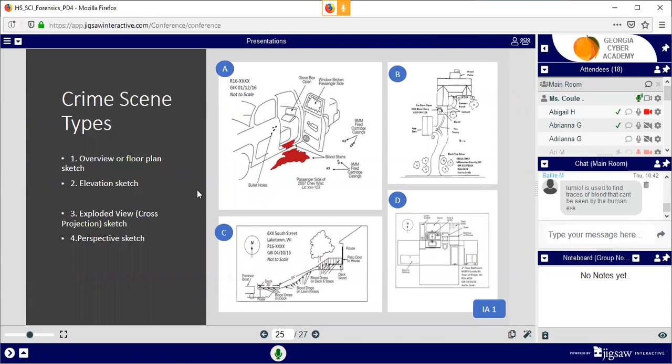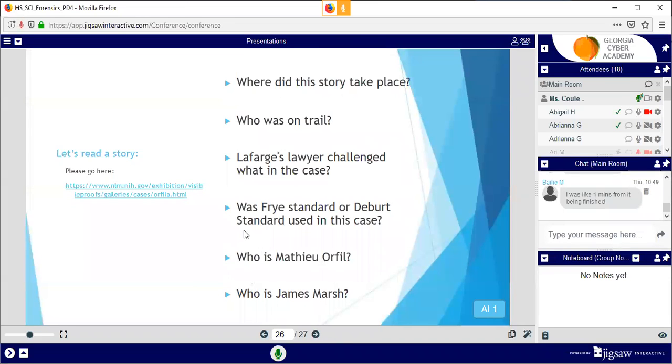I want you to be aware that you need to know the 4 types of crime scene sketches. B is an overview sketch. C is an elevation sketch. D is an exploded view, and A is a perspective sketch, okay? And all this is in Canvas and gives detailed descriptions of each type of sketch. And it's also in the PowerPoint.